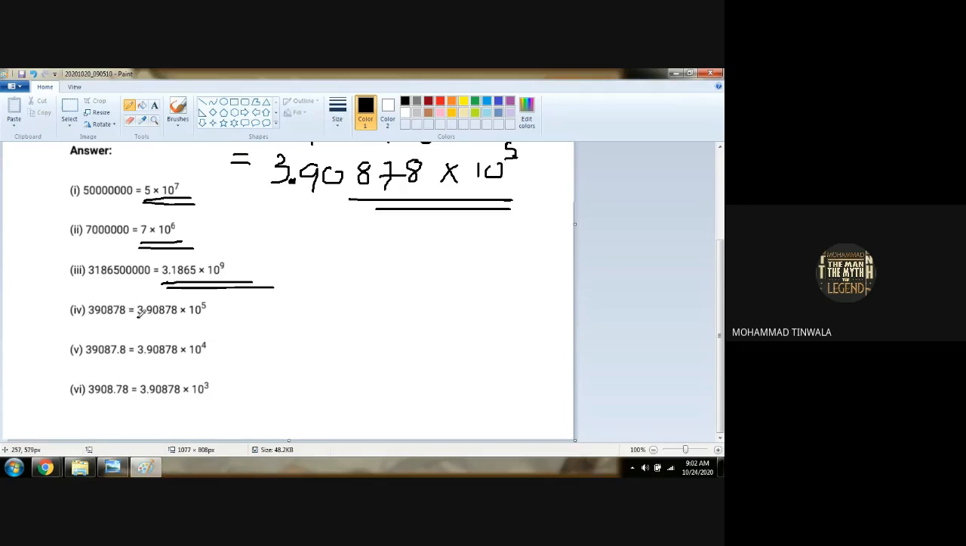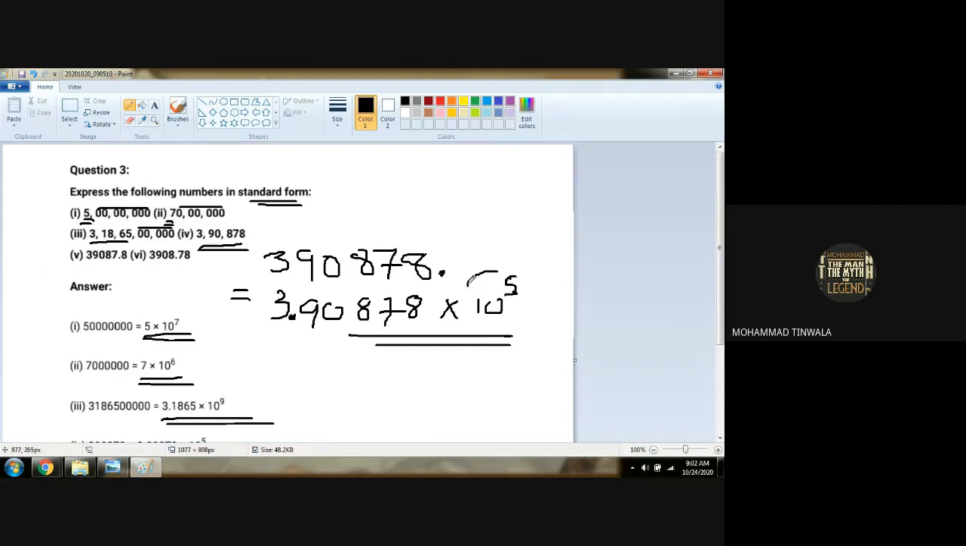3,90,878 ને 3.90878 બનાવી અને 10 raised to the power 5 આપી દીધો. So this is the standard form. Standard form is always one digit multiplied by 10 to the power of an exponent. Understood? So all together is known as standard form.